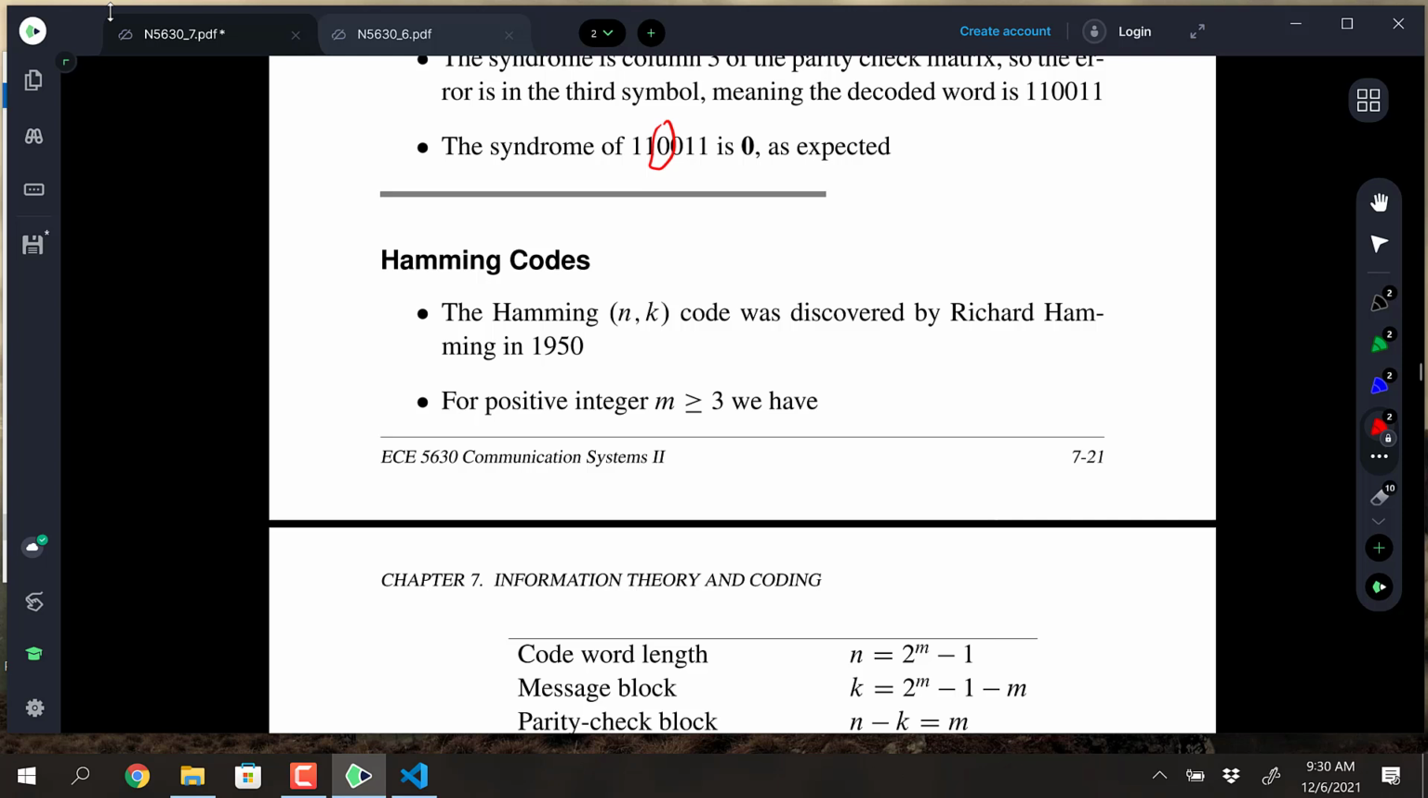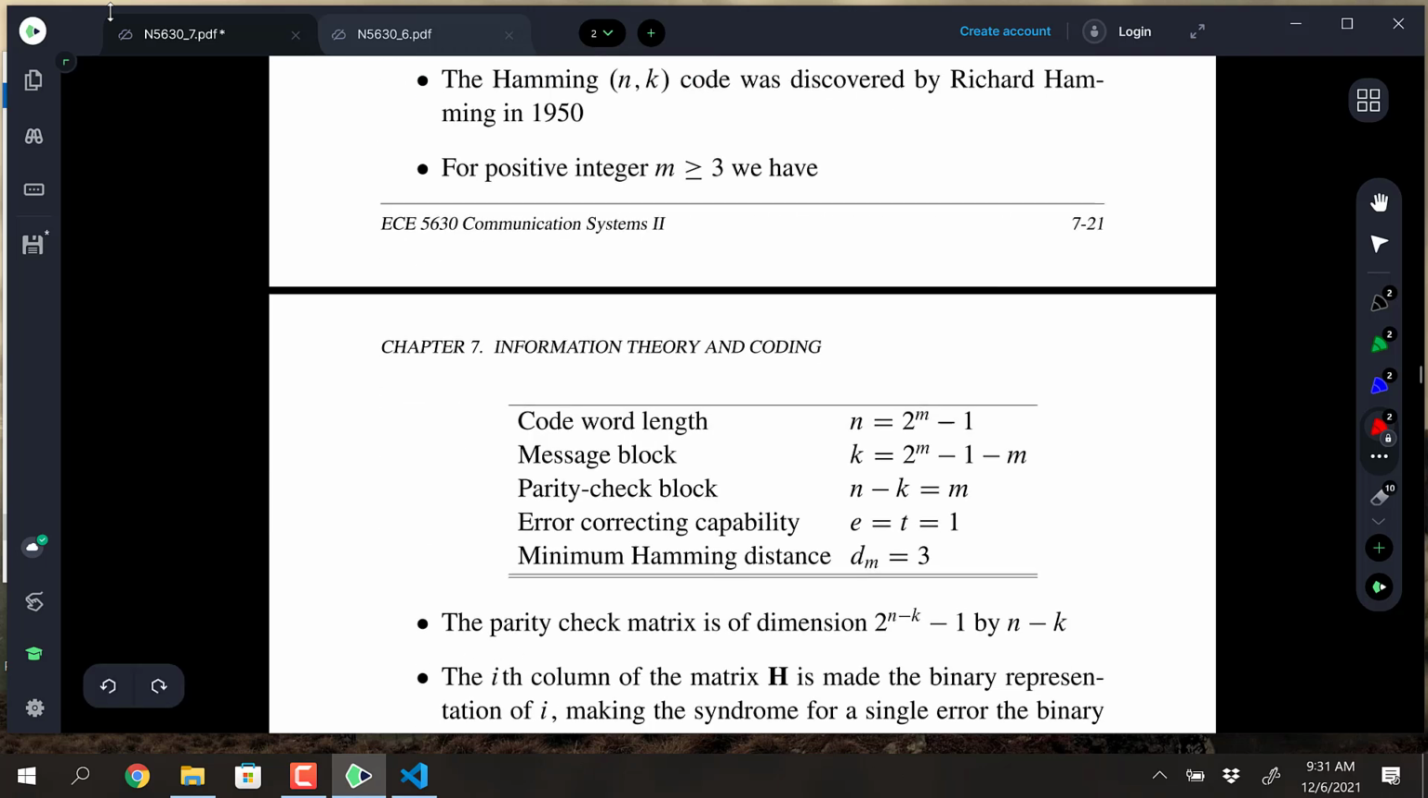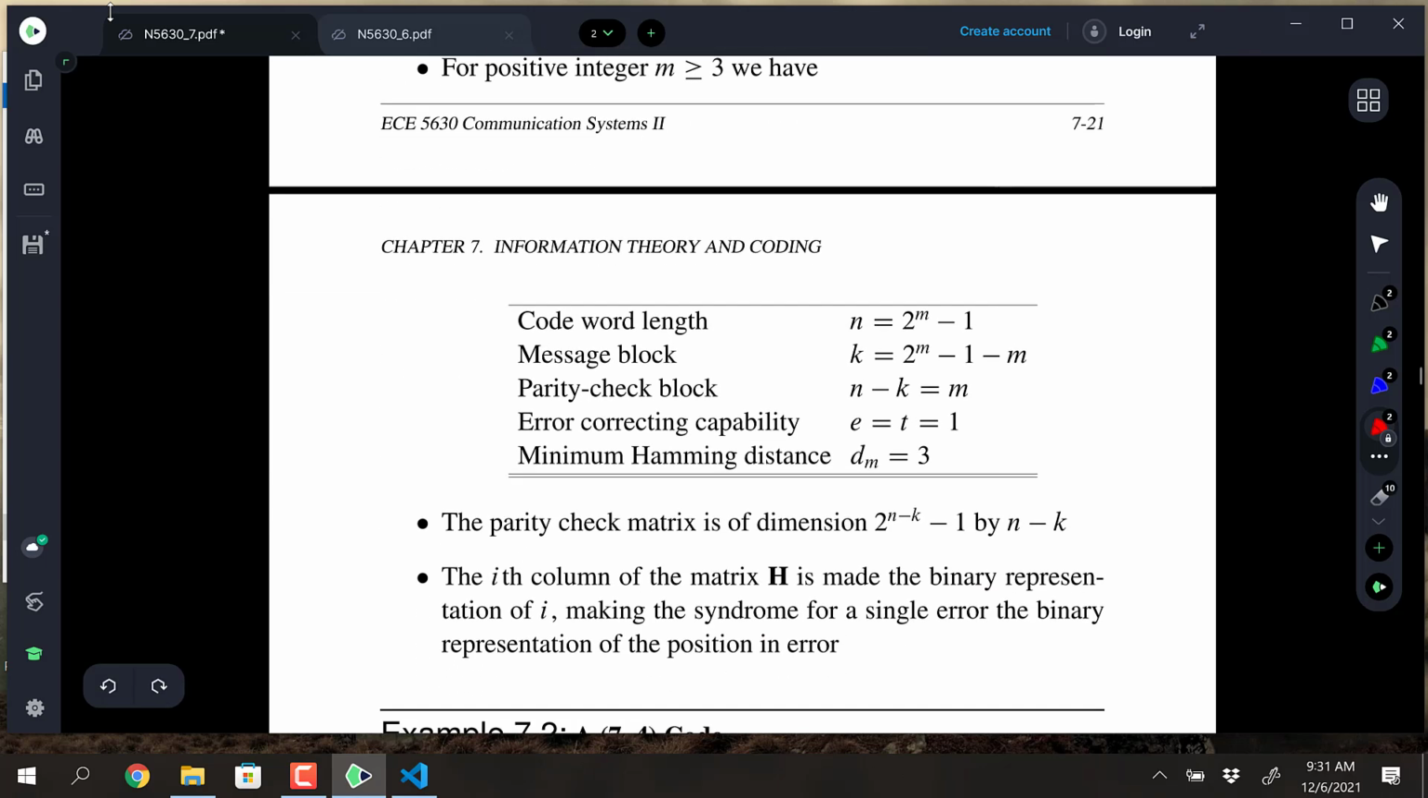Not very impressive. So Hamming came along and he developed Hamming codes in 1950. And here's his rules for creating Hamming codes, and I'm just simply listing them. And then you have a parity check matrix that's dimension 2 to the n-k minus 1 by n minus k. So that's the parity check matrix.